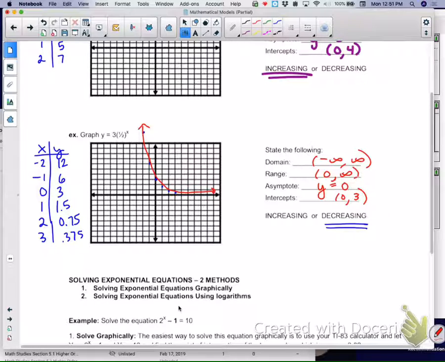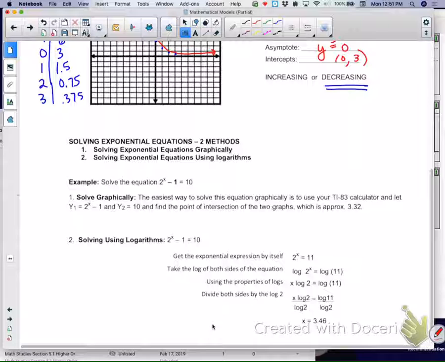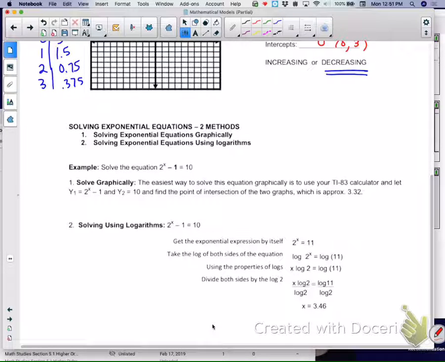All right. So the last part here is about doing the modeling, but also solving exponential equations. So you can solve them graphically, which we've talked about before. You could put this as one of your y sub 1s, and this is your other y sub 2, and look for the intersection. In this case, they intersected about 3.32. Oh, sorry. I changed this problem. I forgot. It should be 3.46. Sorry.